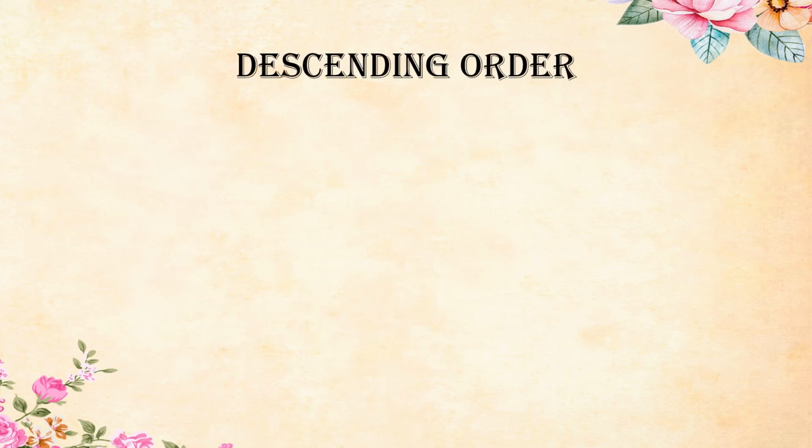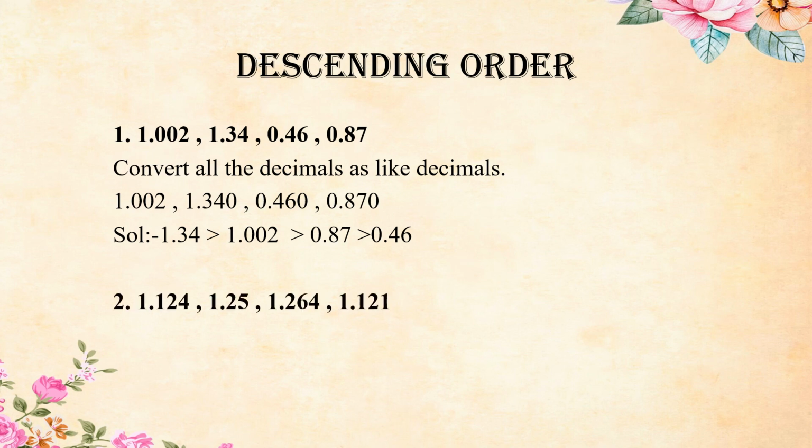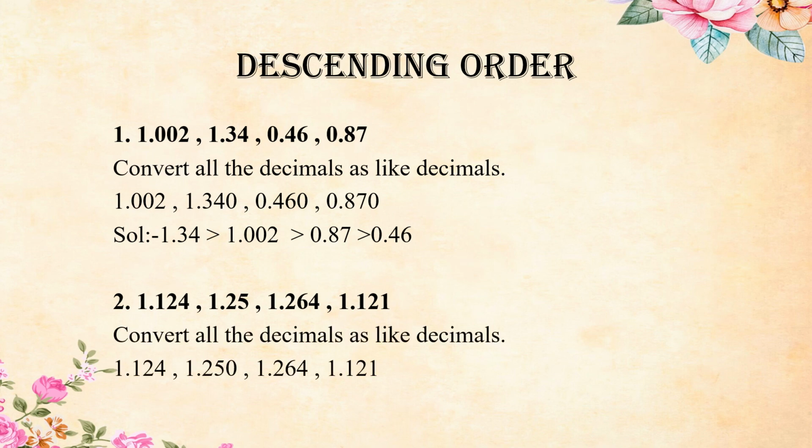Next is descending order. Descending order means arranging the numbers from the greatest to the smallest. Here also we'll follow the same rule. We'll convert all the decimals into like decimals, and then we'll arrange the decimals from greatest to smallest. In the second example we have 1.124, 1.25, 1.264 and 1.121. Here also we'll convert all the decimals into like decimals, and then we will arrange them from the greatest to the smallest. Thank you.